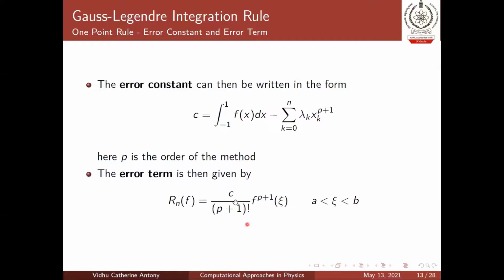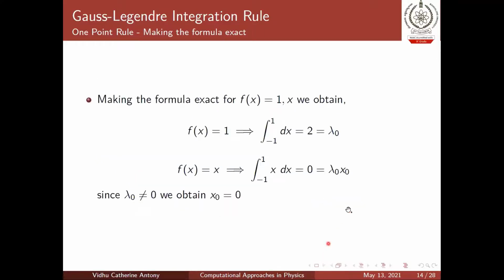And this is the error term that's given. Here, the C is the error constant that you have. Then you have a p plus 1 factorial, which is basically related to the order of the method, and then the p plus 1th derivative of f. Xi is a term that lies between your a and b. So what are a and b? A and b are the bounds of the actual integral that you need to evaluate, not just from -1 to 1.